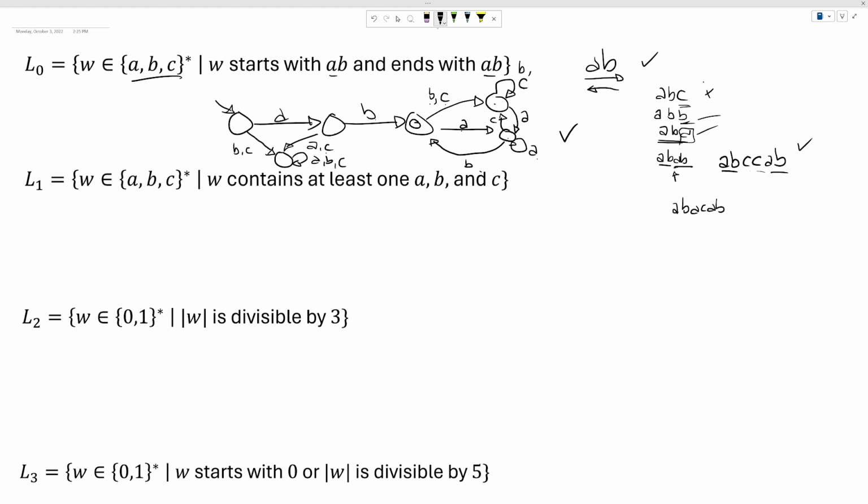This one, language 1, still working with A's, B's, and C's. W contains at least one A, one B, and one C. So I'm going to think about this one in this way. I'm going to start with my start state. At the start state, we've only processed epsilon, which means we've processed no symbols. As the symbols come in, the next symbol might be an A, B, or C. As the symbols come in, I want to keep track of which ones I've seen. If I see an A, I want to know, hey, I've seen an A. If I see a B, I want to know, hey, I've seen a B, and so on.